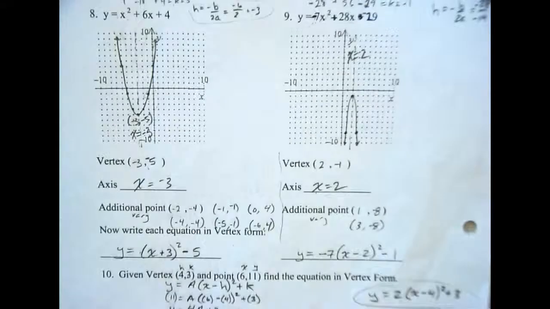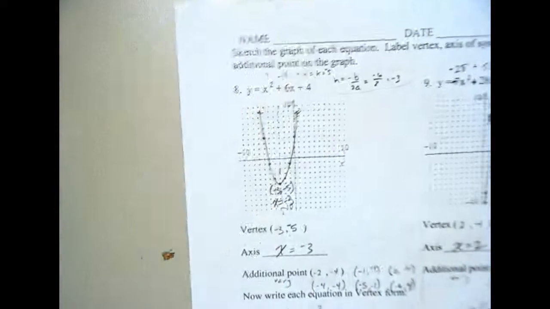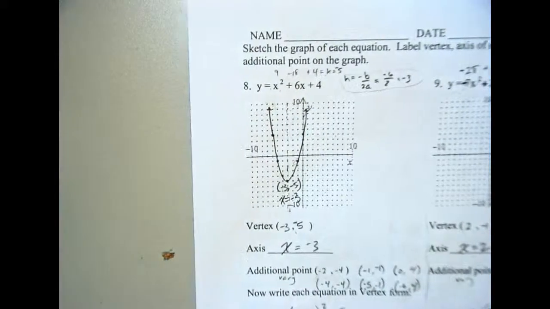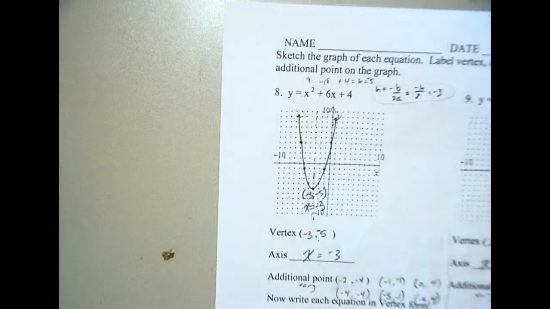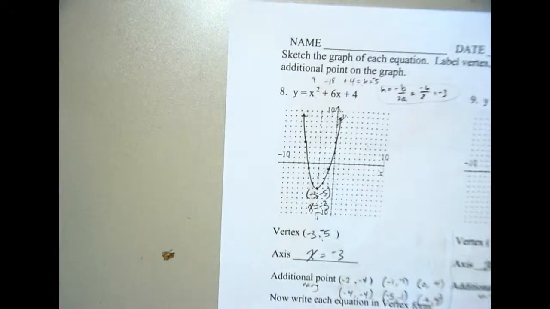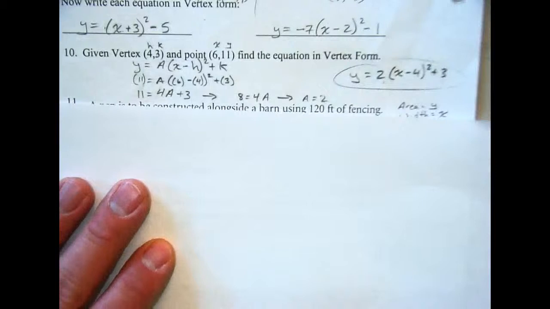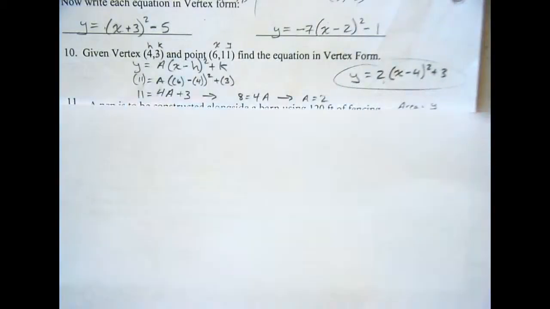All right, number 10 then. And then we'll get to those story problems that everyone loves so much. Let me get a piece of paper to kind of blot those out there. All right, so number 10. Given the vertex and the x, y, write our equation.